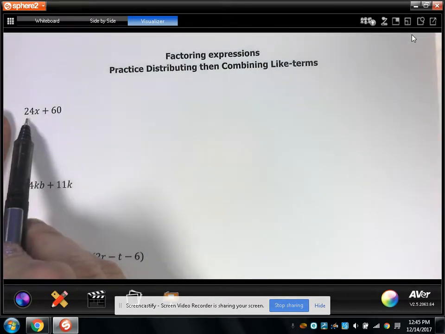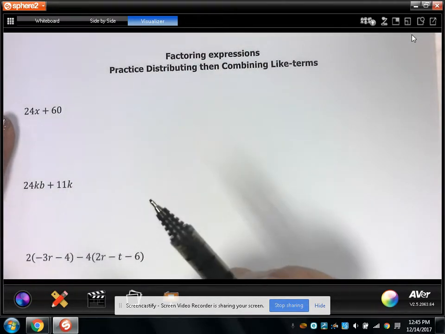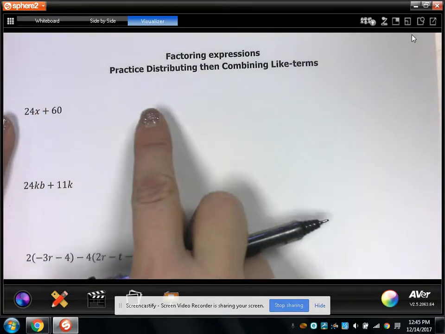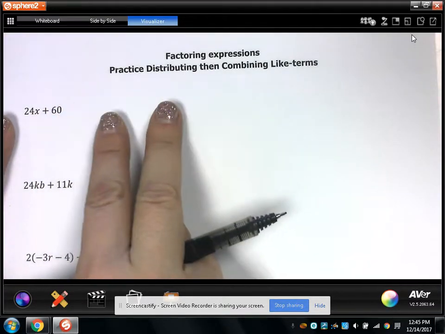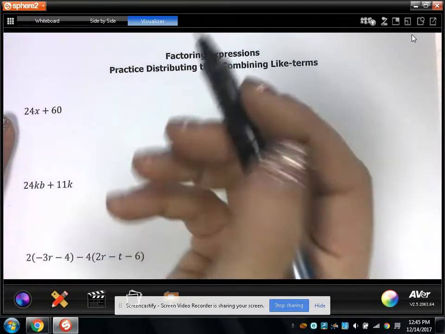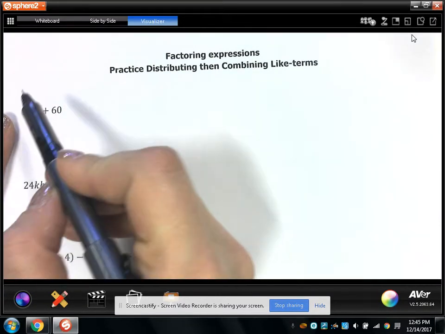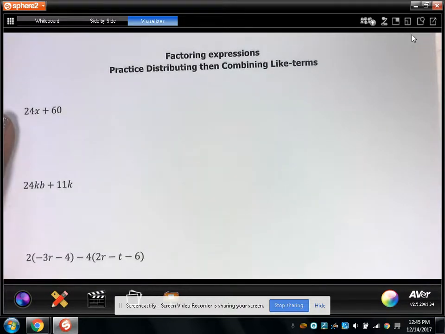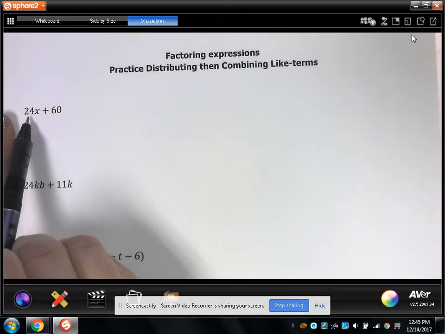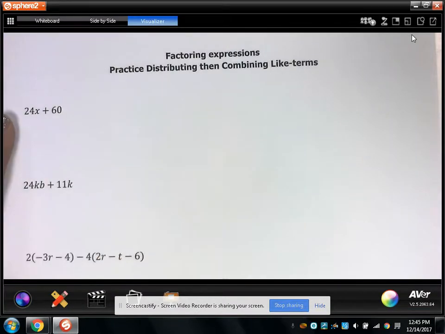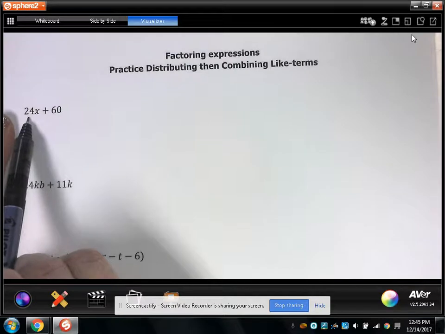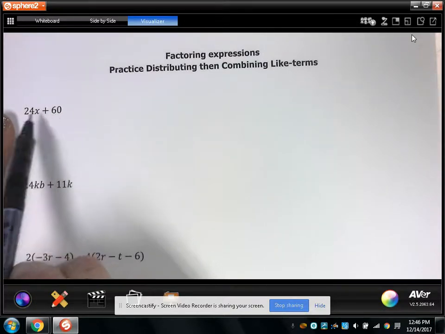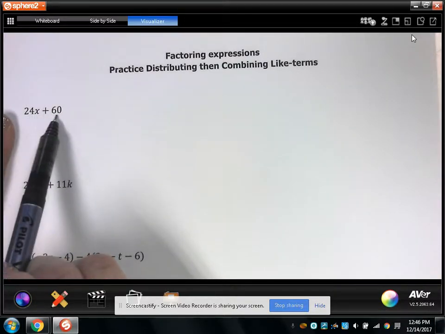Factoring means we're going to take an expression and we're going to convert it into factors, two things that are being multiplied together. So how you do that is you think of what's the greatest number that goes into 24 evenly and also goes into 60 evenly. So let's see, 2 goes into both, 4 goes into both, 6 could work. How about 12?